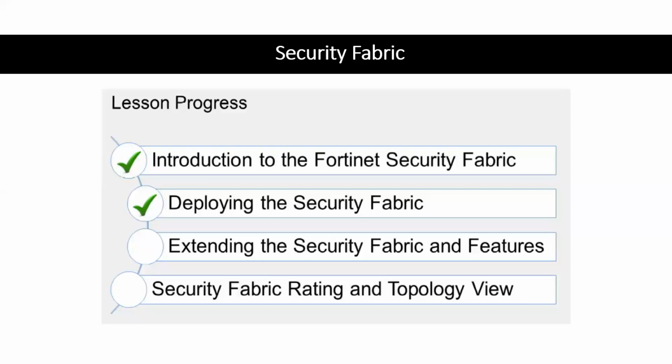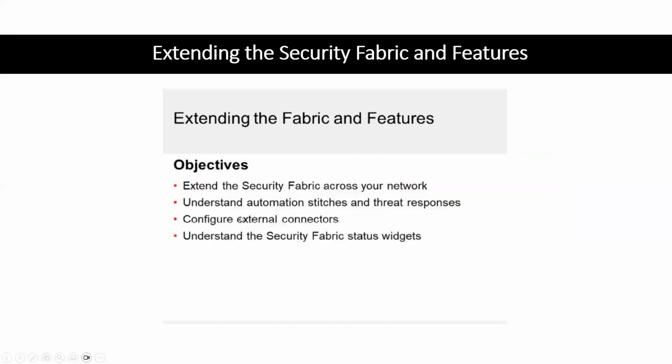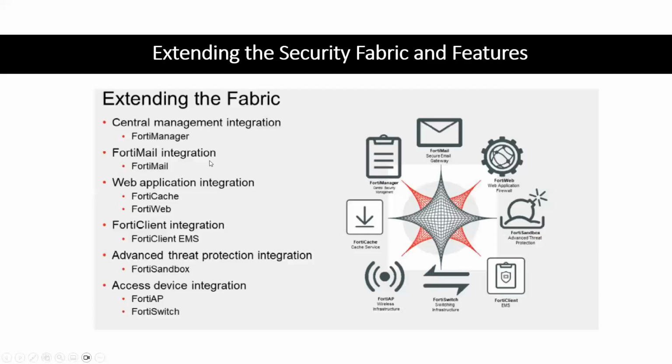All right, so again, we're going to start going through extending the security fabric and features. We showed you guys how to deploy it, so let's run through it. Some of the objectives we're trying to achieve are: 1, extend the security fabric across your network. 2, understand automation stitches and threat responses. By the way, I have a story time for automation stitch because I actually took down a network with the MSP on Friday. So we'll talk about that. 3, configure external connectors, and understand the security fabric status switches.